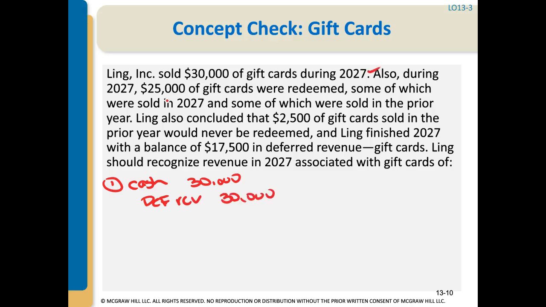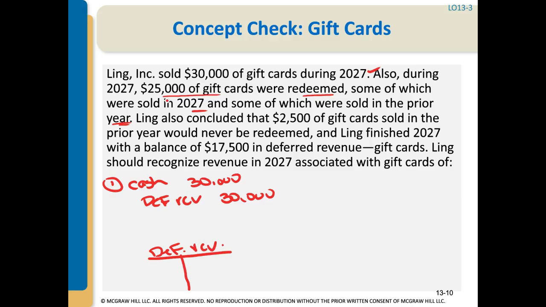That's check. Also during 2027, $25,000 of gift cards were redeemed, some of which were sold in 2027 and some of which were sold in the prior year. The fact that they were sold during the current year and prior year is irrelevant. As long as the gift cards were redeemed, we have to record all of that. So before I go to my second entry, I'm going to do a little T account just for the deferred revenue because we're going to need it.